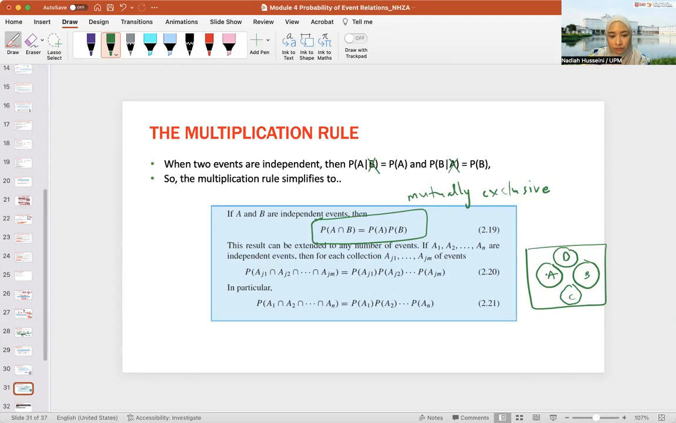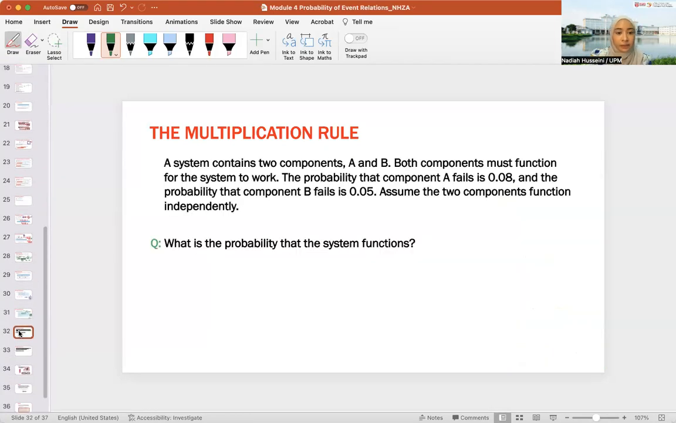So what if I wanted to know what is P(A intersect B intersect C intersect D)? So I just multiply the probabilities of all of these events together. Yes, any questions? No questions? Okay. If I'm going too fast, you can tell me.